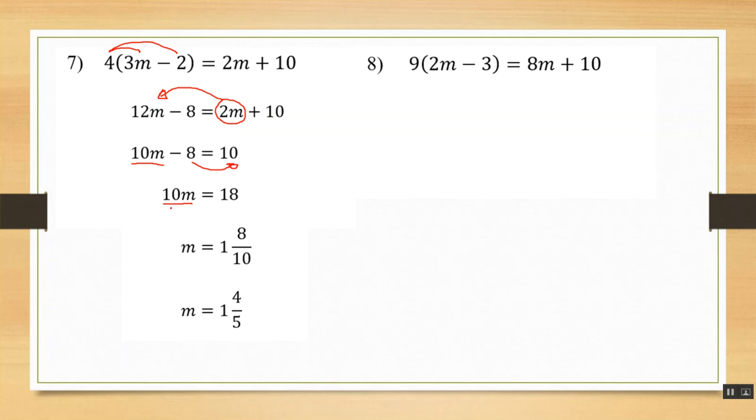Next step, divide both sides by 10. So we get 1 remainder 8 over 10. Divide both sides by 2, or divide the fractions by 2 to simplify. So we get 4 over 5. So we should actually simplify this fraction. It's not finished until that's done.